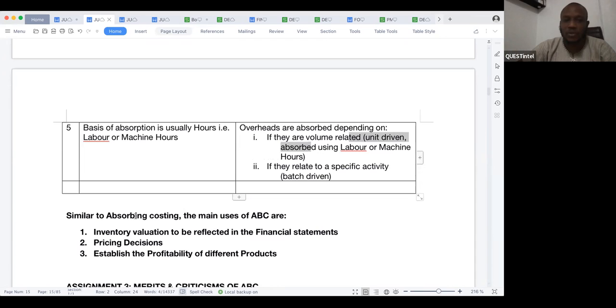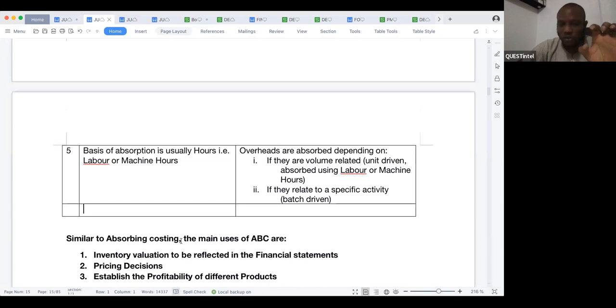And similar to absorption costing, the 3 main uses of ABC, something we should remember, are for inventory valuation. So for the value of the inventory, we'll put in our financial statements that we do in financial reporting. For pricing decisions, if we can accurately get the correct cost of a product, then we'll know how much we are marking up on that cost. So how much should we put as profit on that cost for us to be able to get the price that we would sell the product at.